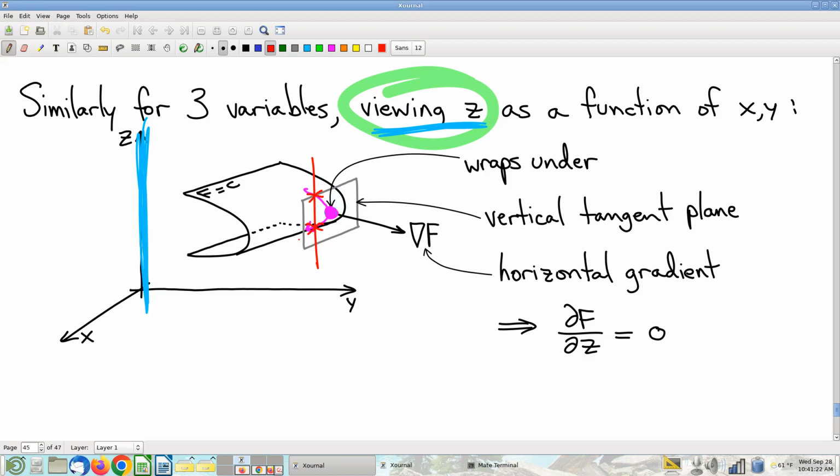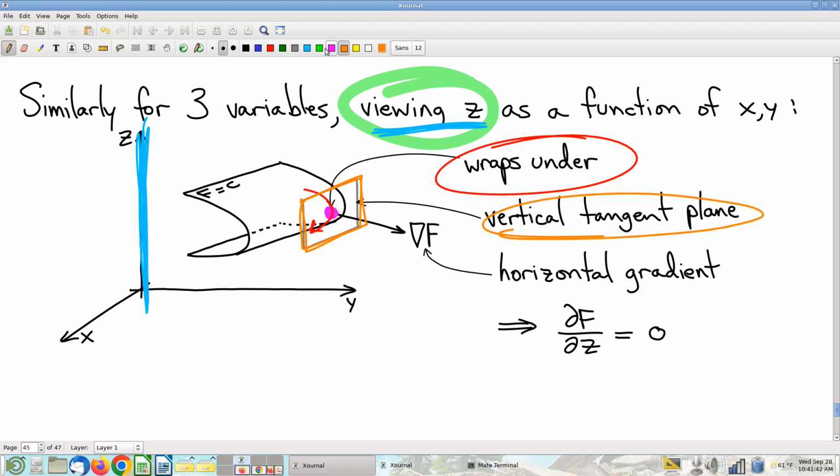So this is what we need to understand again, that we need to reason through, how do we identify this bad news? And again, it's pretty straightforward reasoning. If you have a problem, the curve is wrapping under itself. If it's wrapping under itself, then it has a vertical tangent plane. If it has a vertical tangent plane, then it has a horizontal gradient.